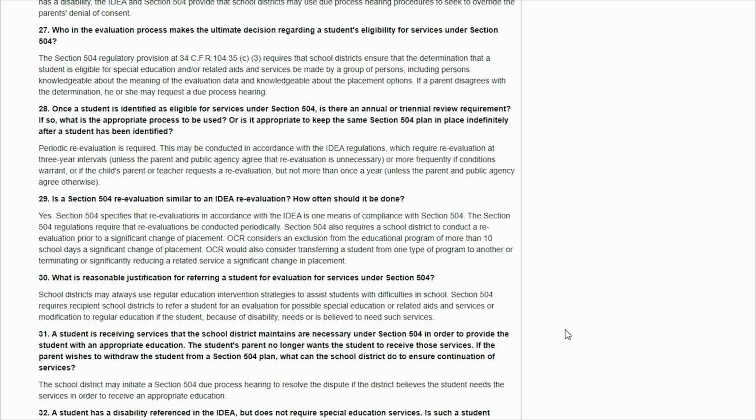Okay, so I'm going to go over 29. It says, is the Section 504 reevaluation similar to an IDEA reevaluation, and how often should it be done? Yes, Section 504 specifies that reevaluation in accordance with the IDEA is one means of compliance with Section 504. The Section 504 regulations require that reevaluations be conducted periodically. Section 504 also requires a school district to conduct a reevaluation prior to a significant change of placement. OCR considers an exclusion from the educational program of more than 10 school days a significant change of placement. OCR would also consider transferring a student from one type of program to another, or terminating or significantly reducing a related service, a significant change in placement. Okay.